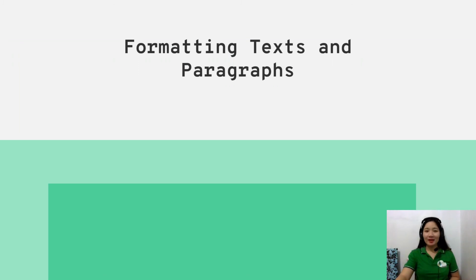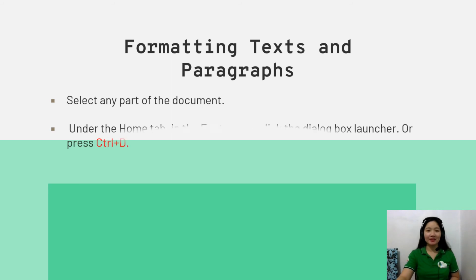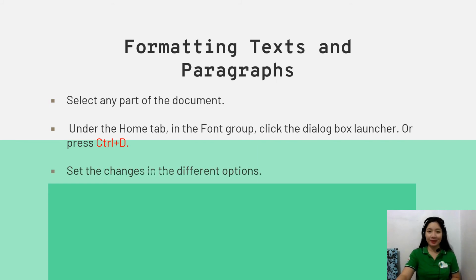Text and paragraphs can be formatted by using the command buttons under the Home tab. To apply the different font styles, select any part of the document. Under the Home tab in the Font group, click the dialog box launcher or just press Ctrl+D. Set the changes in the different options. Click OK to set the changes you want to apply.